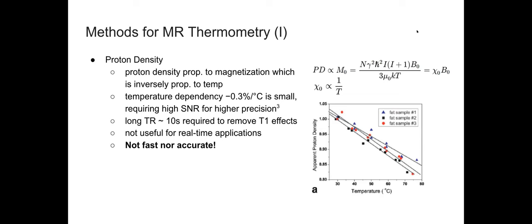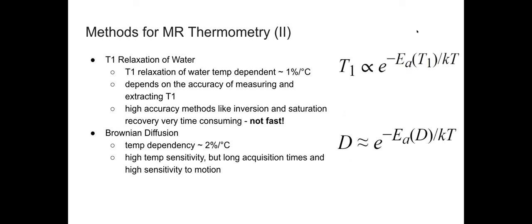Another method is using T1 relaxation. The temperature dependency of T1 is roughly 1% per degree centigrade, so it's a bit better than the PD method. However, to get an accurate T1, we need to use methods such as inversion or saturation recovery, which are pretty time consuming. So again, we want a fast method, so this won't work for us. Brownian diffusion for temperature sensing also has an exponential temperature dependency, and a slightly better temperature sensitivity than T1 relaxation at around 2% per degree centigrade. But it also suffers from a long acquisition time as well as sensitivity to motion.